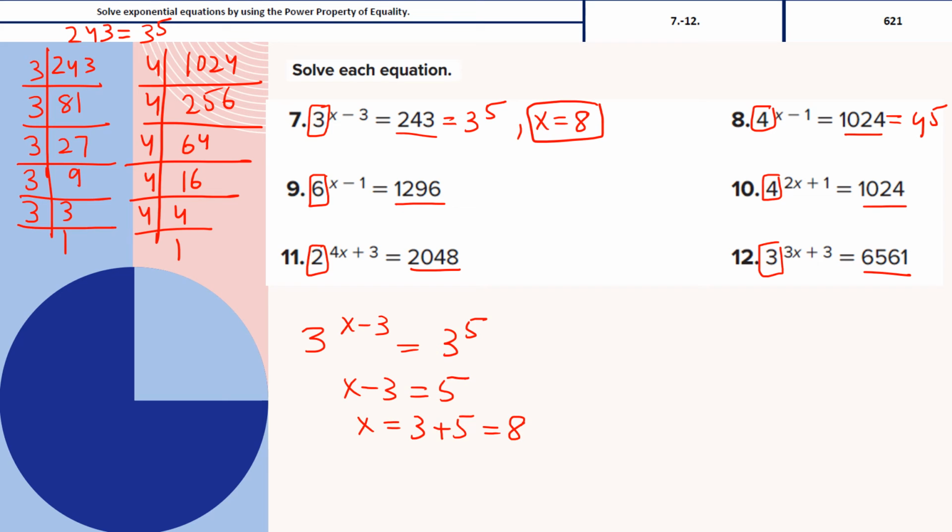So again, I can solve in a similar way using the power property of equality, that 4 to the power x minus 1 is equal to 4 to the power 5. That means the powers are going to be equal. So x minus 1 is equal to 5, or x is 6.